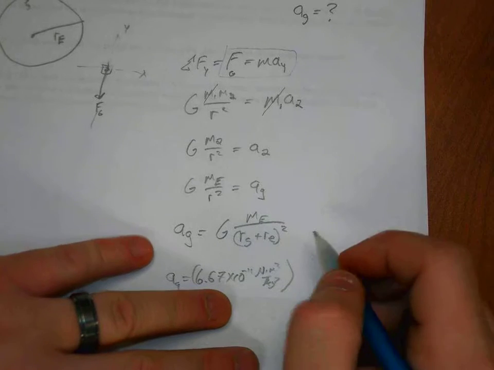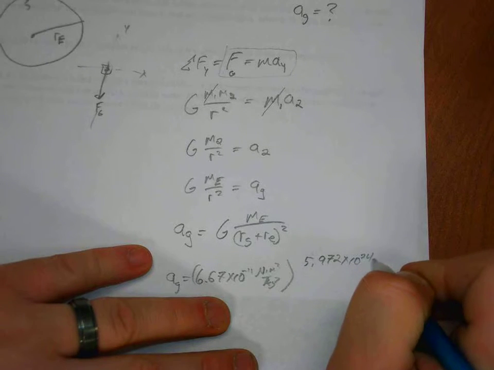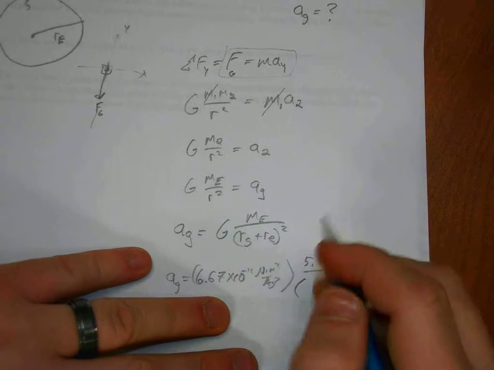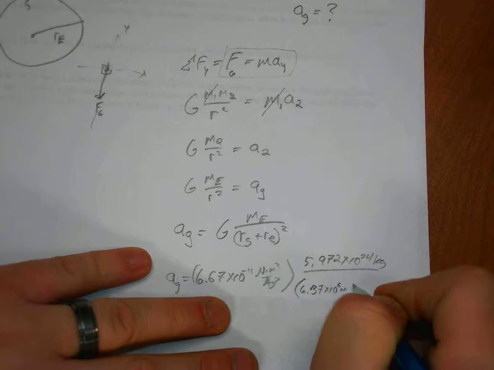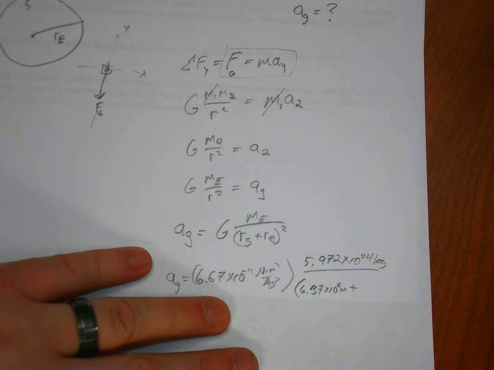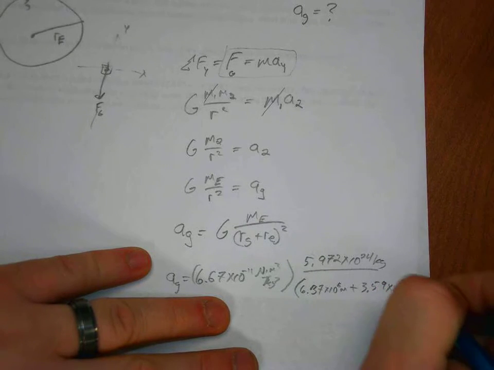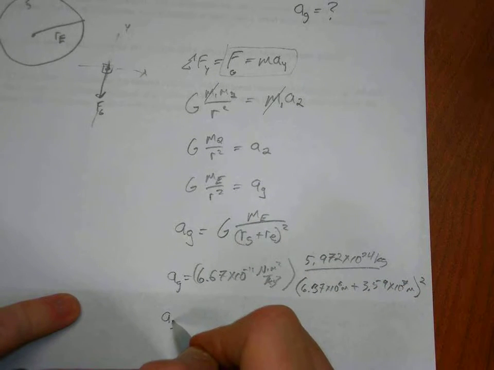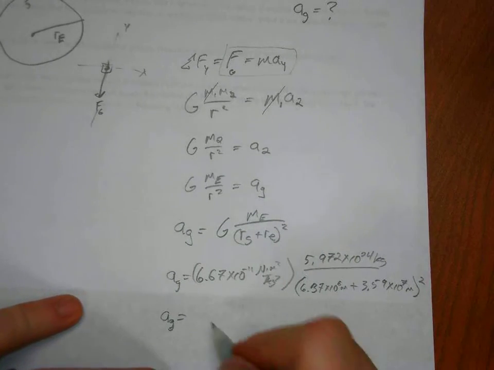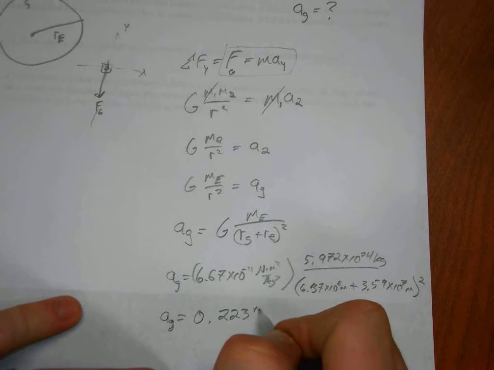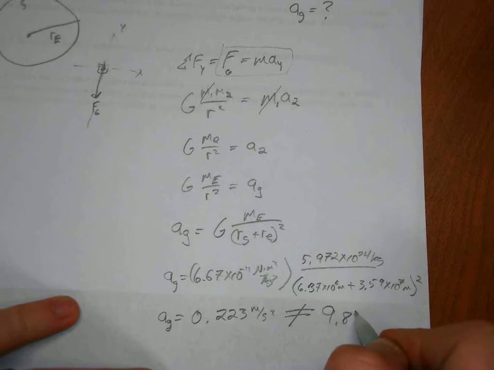So that is 5.972 times 10 to the 24th kilograms over the radius of the Earth, 6.37 times 10 to the 6 meters, plus the distance of the satellite above the Earth, which is 3.59 times 10 to the 7th meters, all of that squared. And if you calculate it out, the acceleration of gravity is 0.223 meters per second squared, which is not equal to 9.8 meters per second squared.